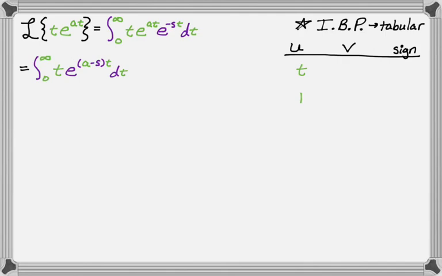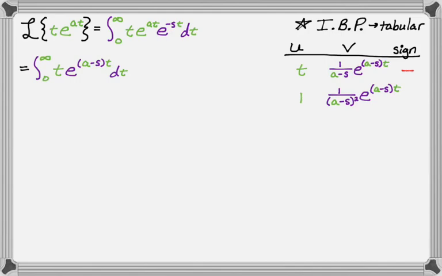The v column is where you might make your mistake. You don't put dv there, you actually put v. So dv is e to the a minus s times t, and I need to integrate that. That's the integral that we did last time. So that's going to be 1 over a minus s, e to the a minus s times t. And then I need to integrate it again so it can match up with that 1, so you pick up another factor of a minus s, so we get that. And then the sign, we actually only need to remember that between the first two terms of integration by parts, there's a minus sign.